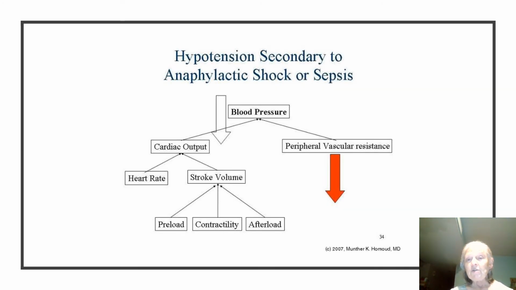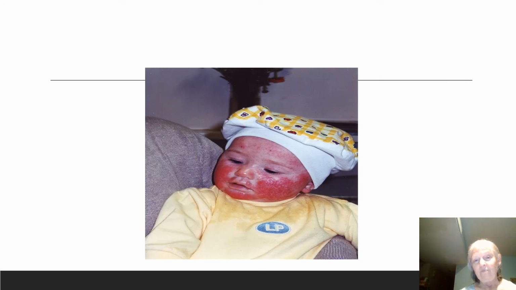So here's a little hypotension, secondary to anaphylactic shock or sepsis. There you see your blood pressure going down along with cardiac output, heart rate, stroke volume, and decreased peripheral vascular resistance. We're going to see the relaxation of the vasculature. And here's a little one. You can see it has some problems.